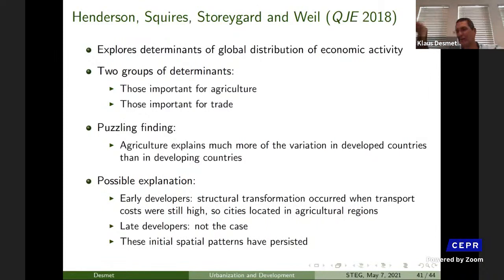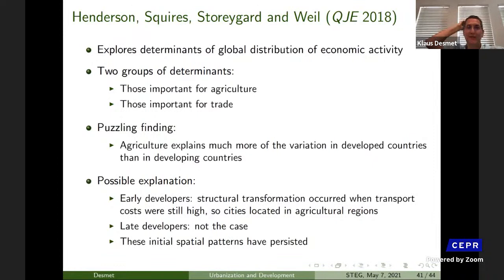And they say, let's look at two groups of determinants. Let's think about determinants that are important for agriculture, so maybe the soil quality or the temperature or the precipitation. So you look at certain factors that are important for agricultural productivity. And then they look at certain determinants that are important for trade, meaning access. How well am I connected to the rest of the world? Maybe am I a port? Am I on a big river that facilitates trade?